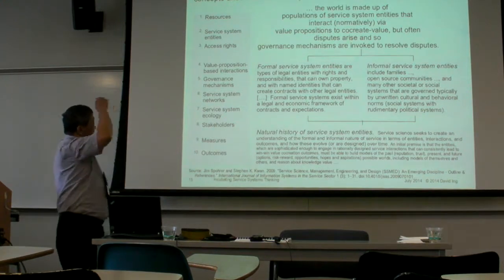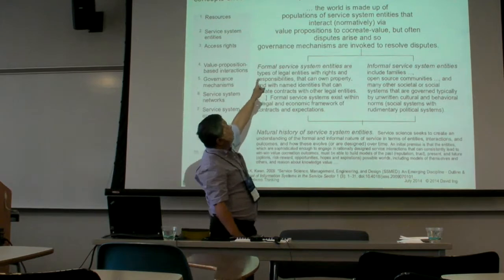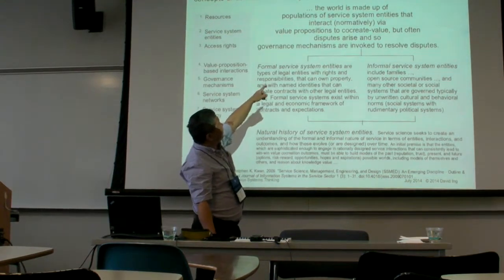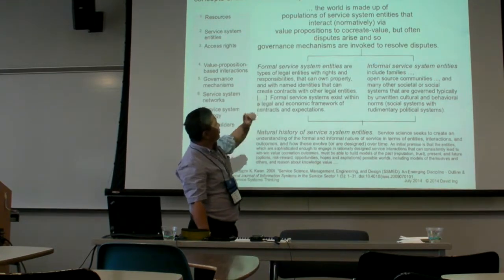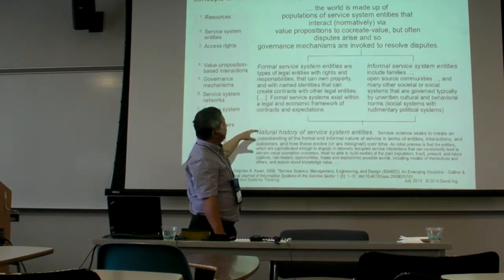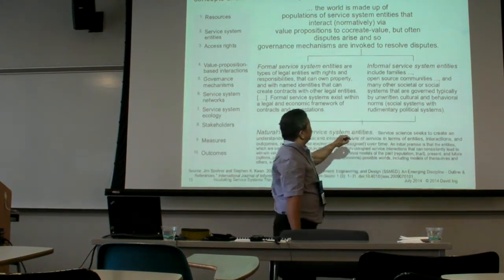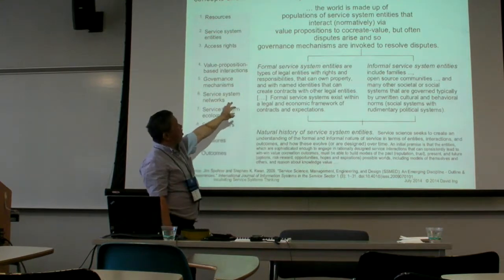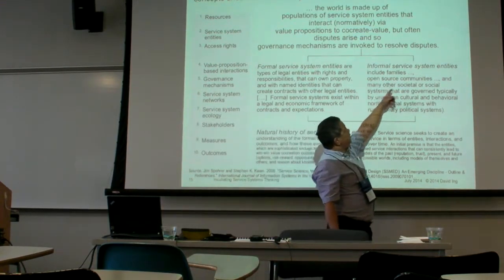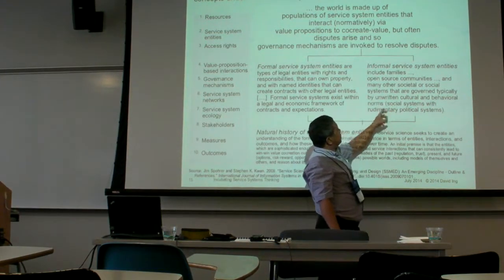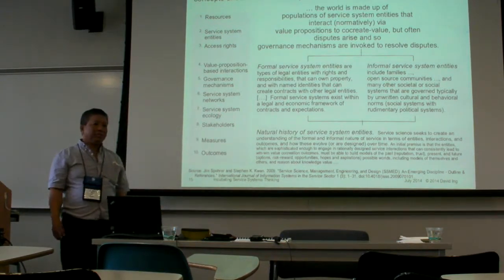So continuing on this article, he's got these 10 concepts. It says the world's made of populations of service entities that interact normatively and value propositions to co-create value, but often disputes arise, and the governance mechanisms, which was said before. So he has the idea of formal service system entities and also informal service system entities. The formal ones are the types you can actually contract for, with a legal and economic framework. The informal service systems are families, open source communities, all these societal things where you have some unwritten cultural things.